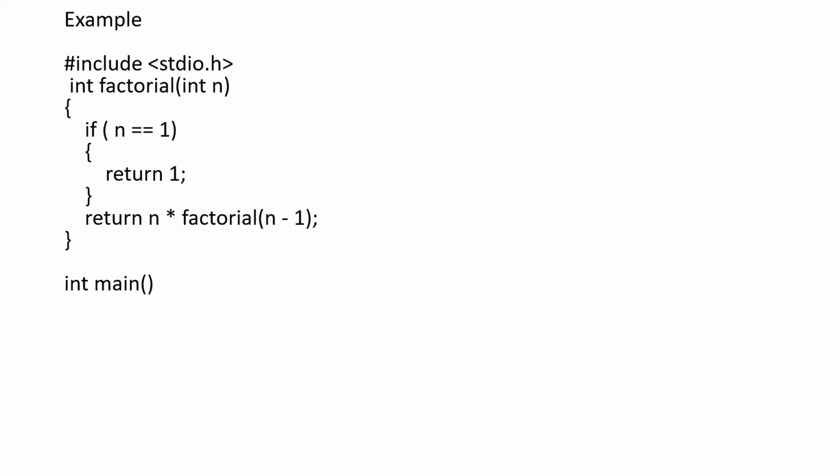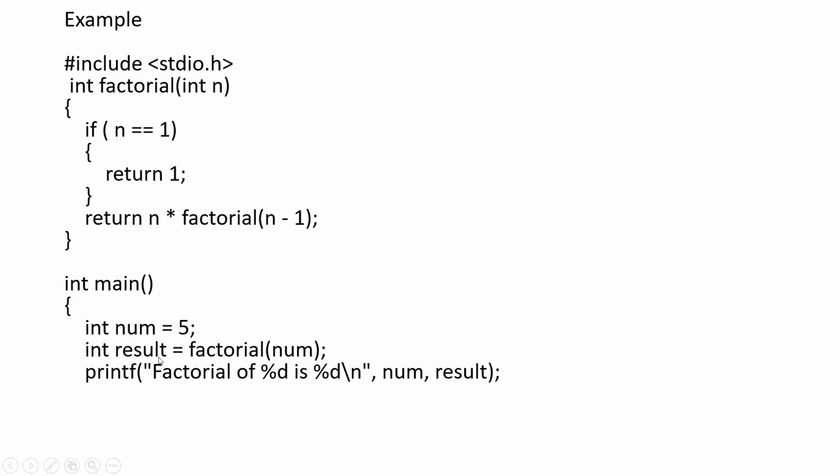Let us write the main function also. int main, int num is equal to 5. We want the factorial of number 5. int result is equal to factorial(num). This is a function call to the factorial, and the factorial will be returned back and the result is stored in the variable result. Now print the value of the result. Return 0. So this is an example for recursion. So you can write any example.